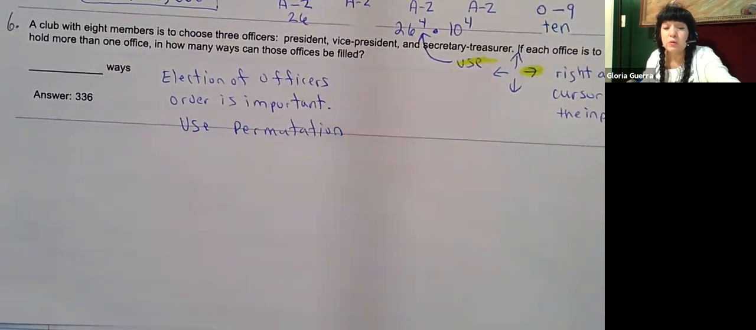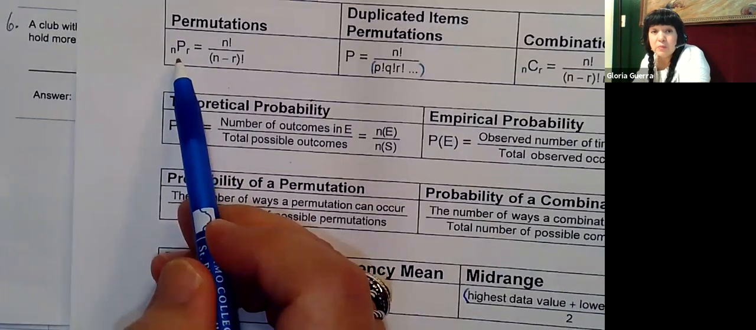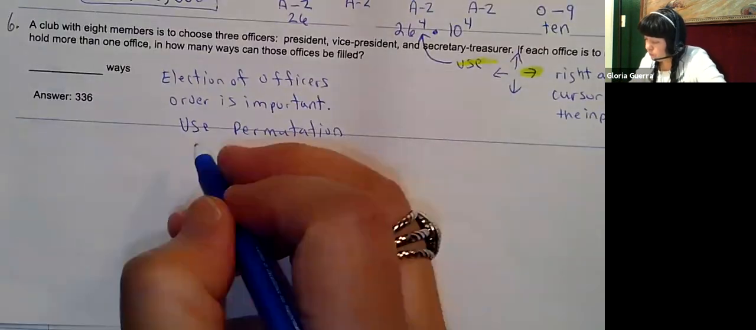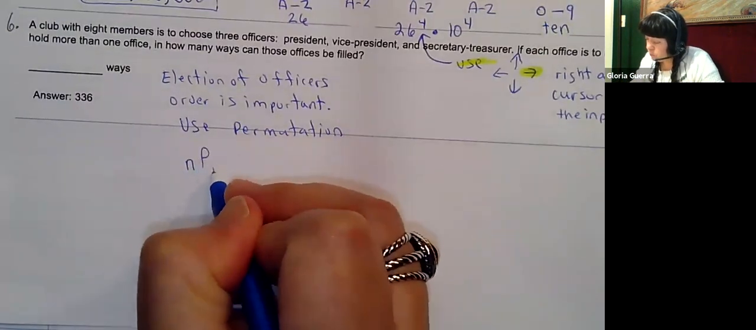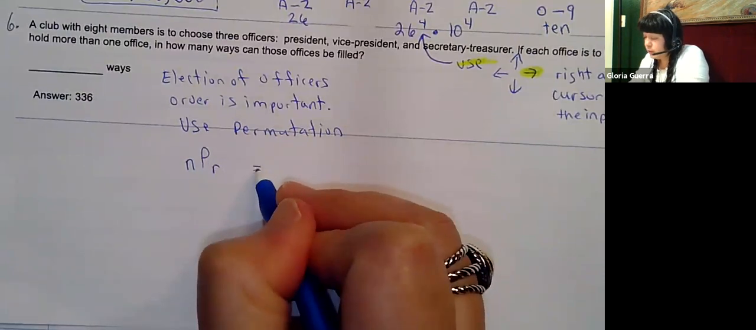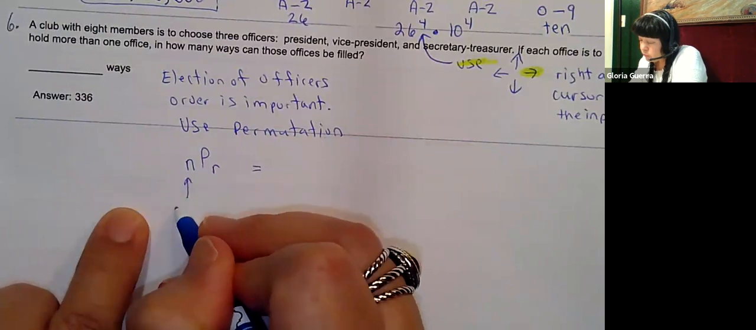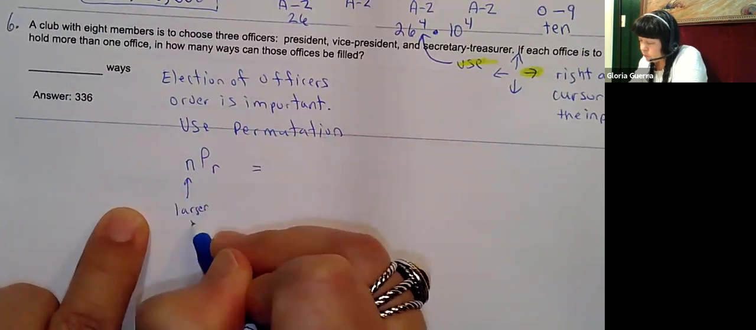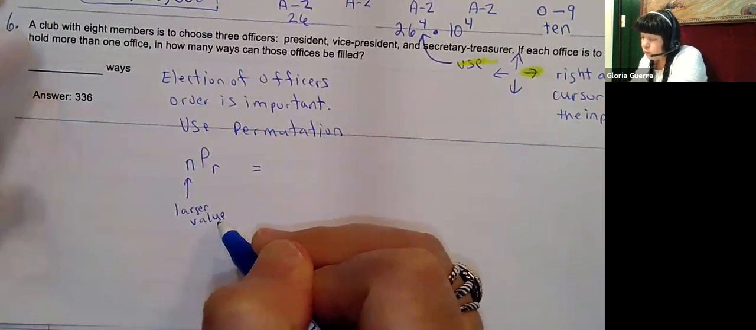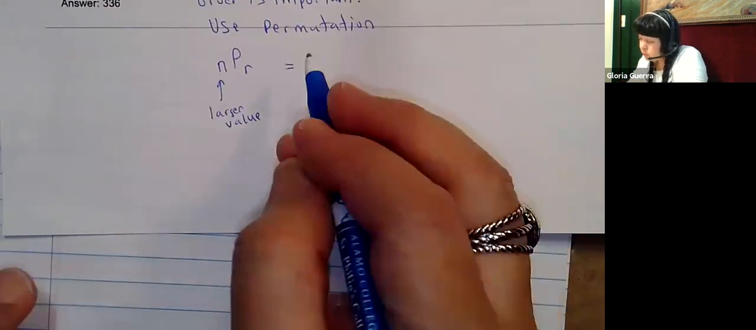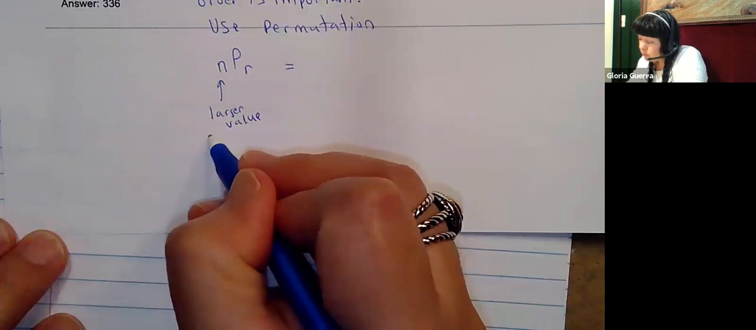Okay, so in your permutations, you have this nPr. For us, our n is going to be our larger value, and those are the available group. That's going to be the available group.